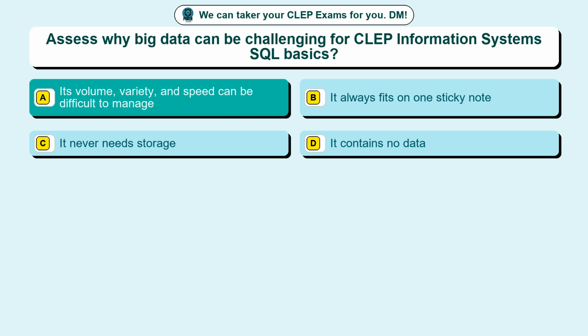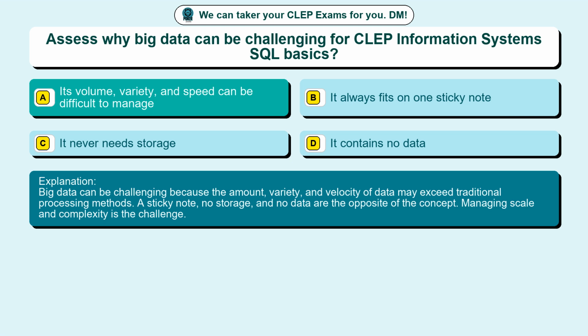Its volume, variety, and speed can be difficult to manage. Big data can be challenging because the amount, variety, and velocity of data may exceed traditional processing methods. A sticky note, no storage, and no data are the opposite of the concept. Managing scale and complexity is the challenge.